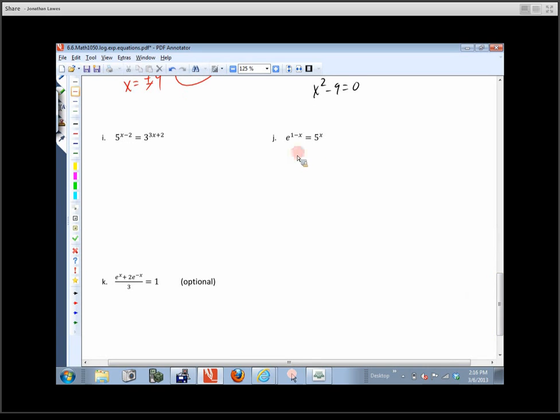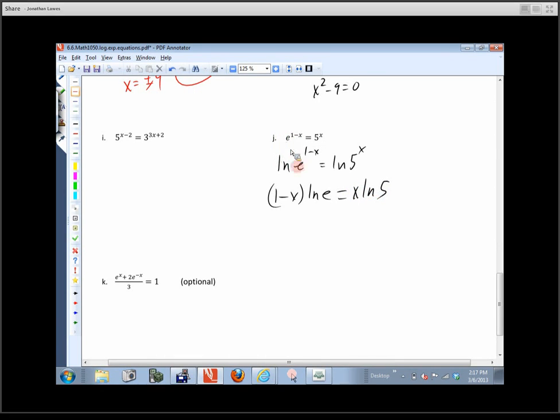You can't undo an exponential base e and an exponential base 5 with the same function, so what choice should we make? Probably ln, because it's going to undo one of them and it's also on our calculator. So if I take the ln of both sides, here's what I get. I get (1 minus x) times the ln of e equals x ln 5.